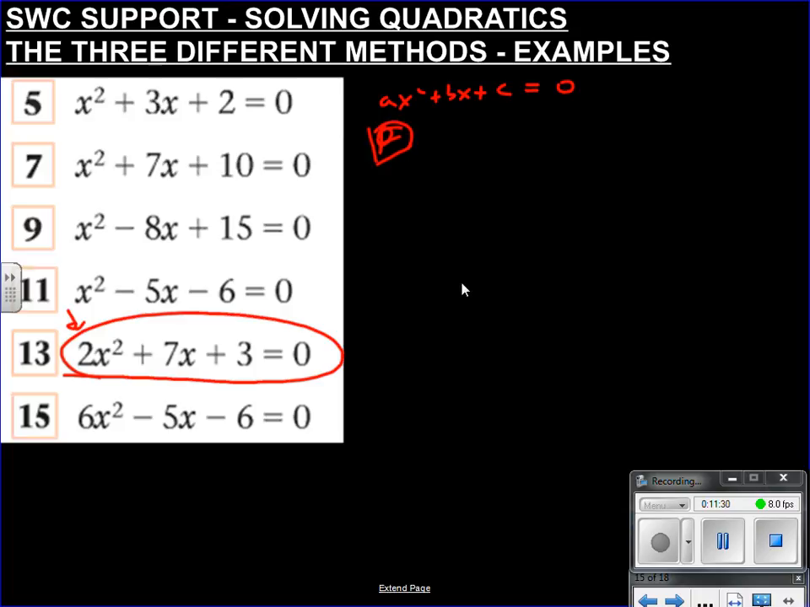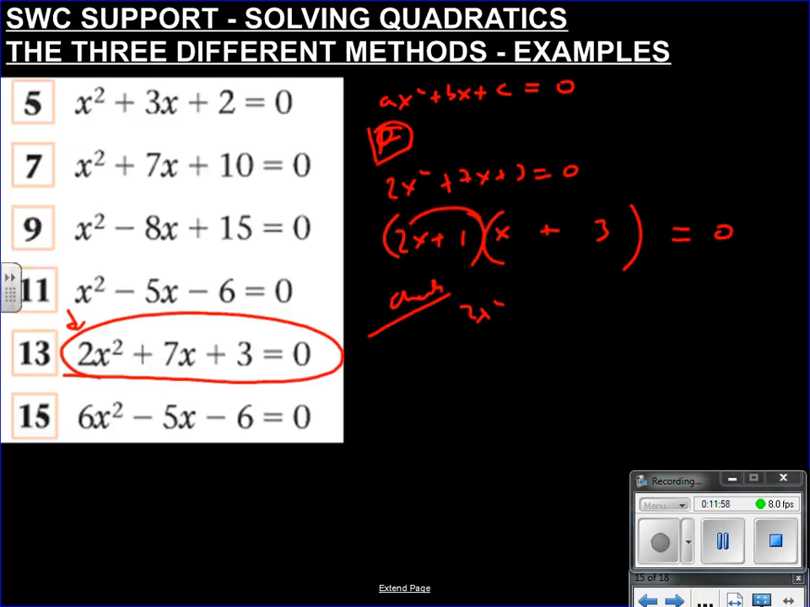Factorize 2x squared plus 7x plus 3 equals 0. So, 2x and x make 2x squared. What else have we got? What makes 3? 3 and 1. 3 is prime. So if 3 goes there and 1 goes there, 3 times 1 works. And I need 7x when they multiply out. So 2x times 3 is 6x. Yeah, I reckon this will work, but I'll do a quick check. So let's multiply out: 2x squared plus 6x plus x plus 3.